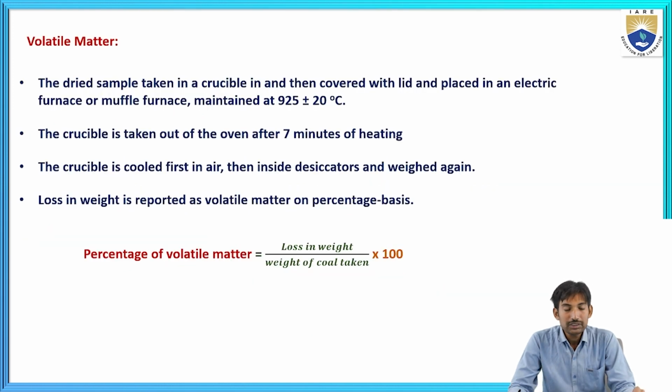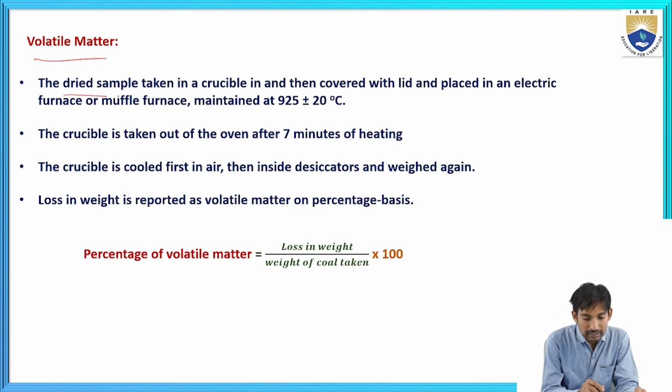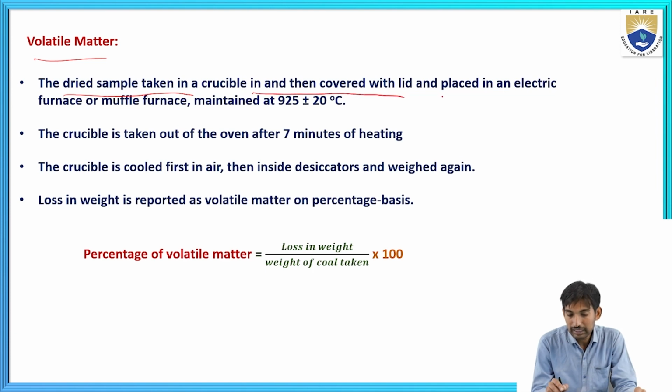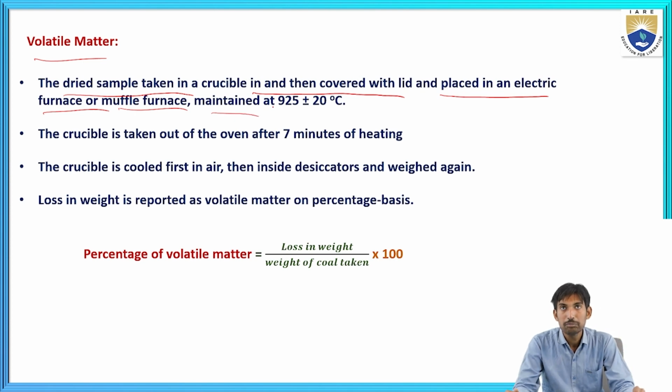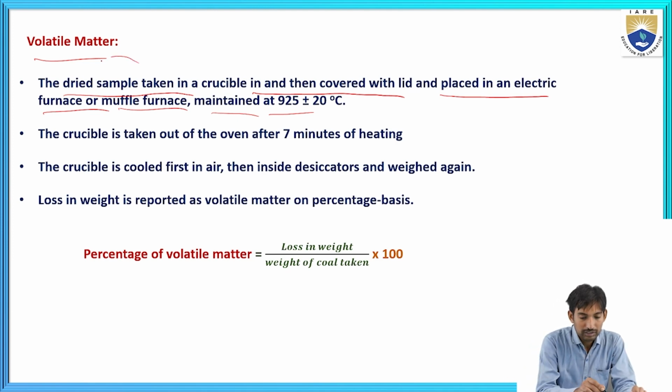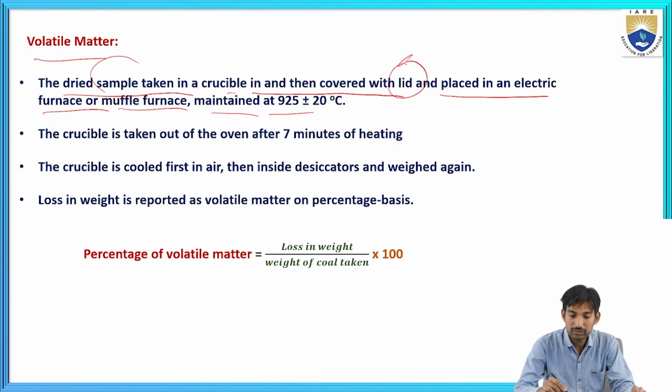The next step is volatile matter. Let's see how we can find the volatile matter present in the coal. The dried sample is taken in a crucible, covered with a lid, and placed in an electric furnace or muffle furnace maintained at 925 plus or minus 20 degrees centigrade. For that we insert a lid on the crucible. The muffle furnace produces a large amount of heat and maintains the temperature at 925 plus or minus 20 degrees centigrade.